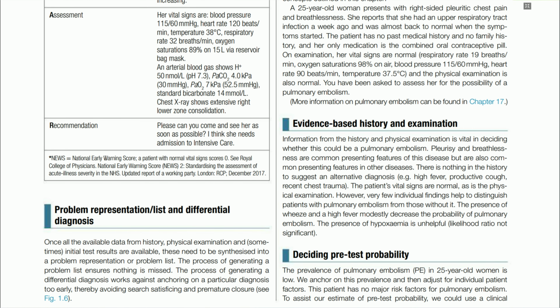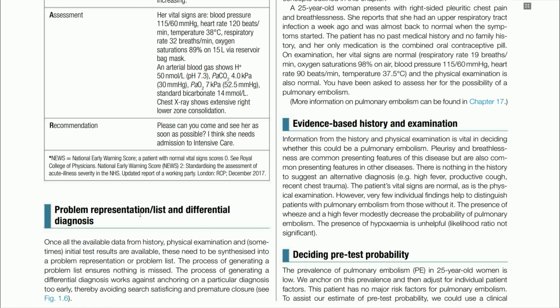NEWS: National Early Warning Score. A patient with normal vital signs scores 0. See Royal College of Physicians, National Early Warning Score NEWS 2: Standardizing the assessment of acute illness severity in the NHS. Updated report of a working party, London, RCP, December 2017.